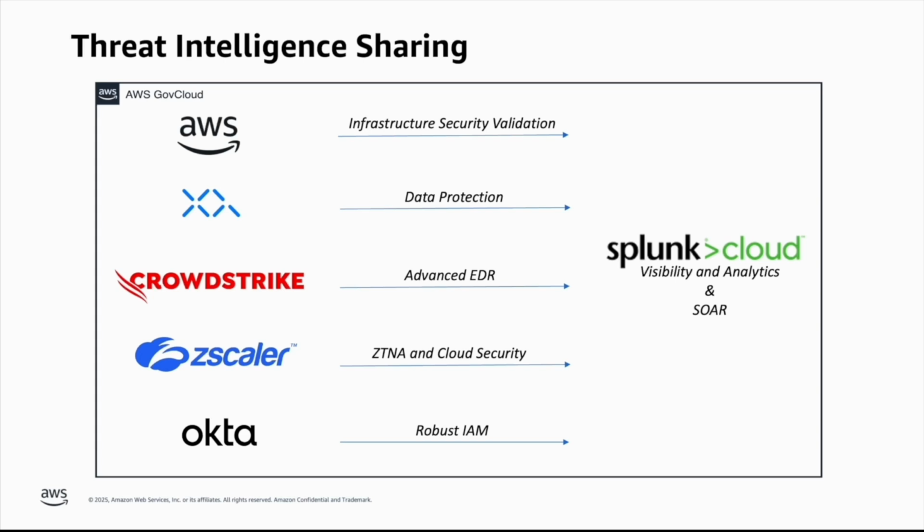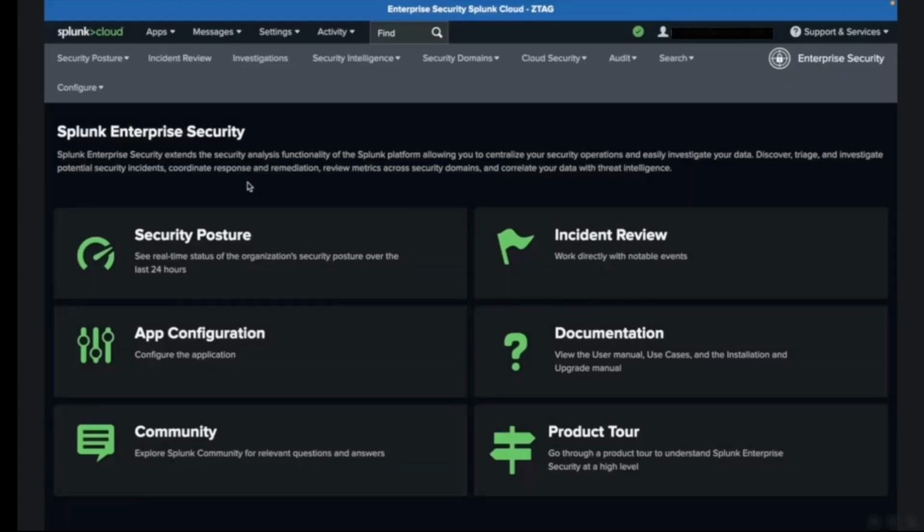The Splunk platform aggregates real-time logs and security telemetry from multiple security tools, such as AWS Security Hub and Amazon GuardDuty for enhanced threat detection and security validation across our cloud infrastructure, XQ Message for data protection, CrowdStrike for advanced endpoint detection and response, Zscaler for zero trust network access, and Okta for identity and access management. This integration enables continuous monitoring and analysis across our digital infrastructure, supporting our implementation of zero trust security controls.